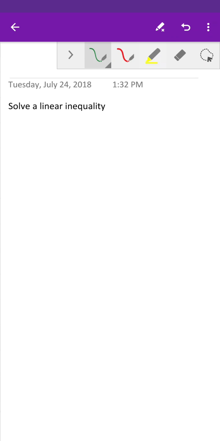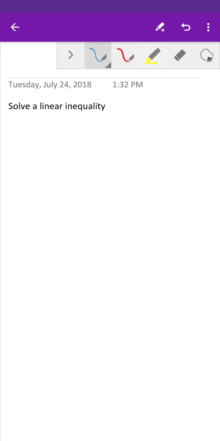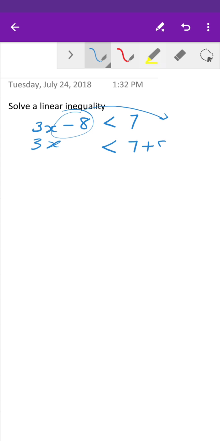Welcome to CMath. This lesson I'm looking at solving a linear inequality, and let's have a look at what a linear inequality is. So if we have, say, 3x minus 8 is less than 7, we leave this as a less than and we treat this just as an equal sign, and if you take this minus 8 across, that will be 7 plus 8. That's the same as adding 8 on both sides. If you add 8 on both sides, this will become 0.